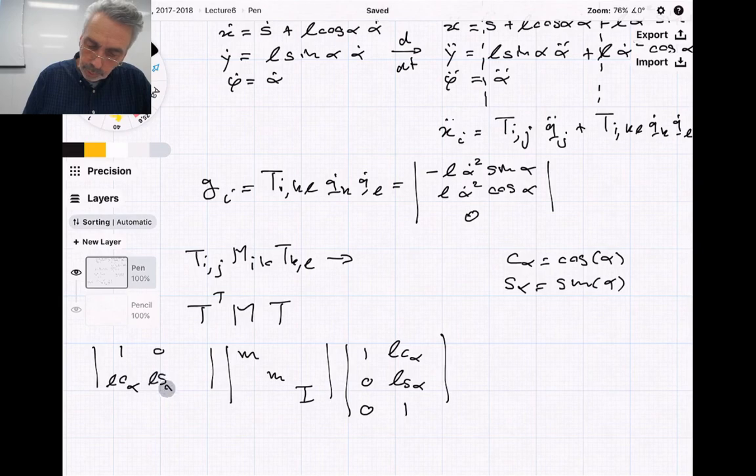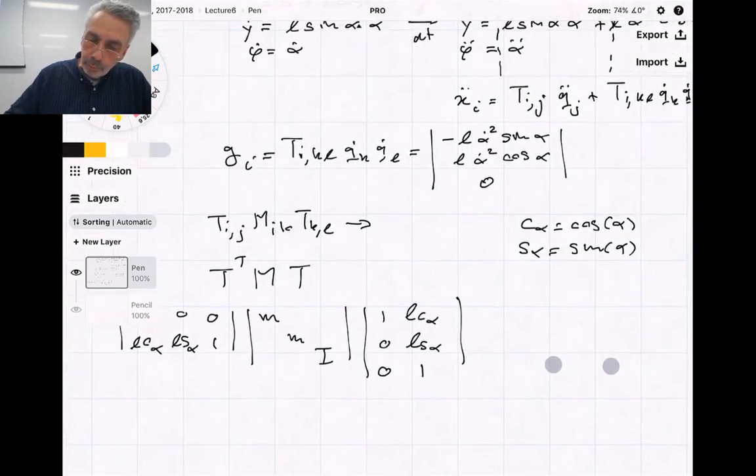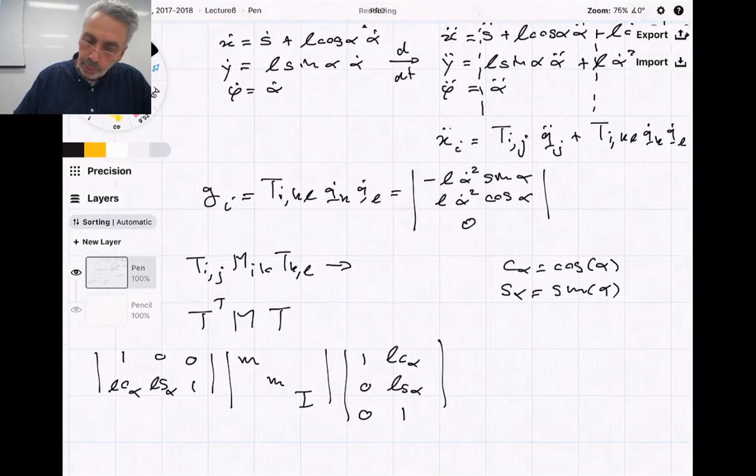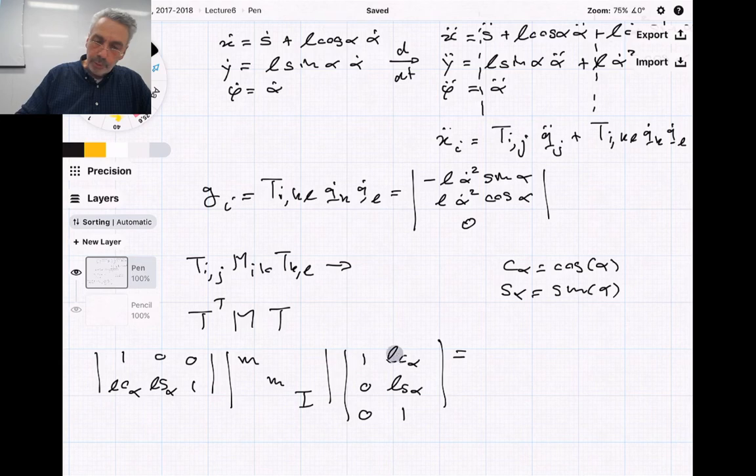L sine alpha and then 0. Now if you want to multiply this stuff, then it's actually this thing times this thing, and here we have a scaling in between. Because this m scales this, and this m scales this, and this I scales this guy. So it's the first row times m, the second row times m, and the last row times I.